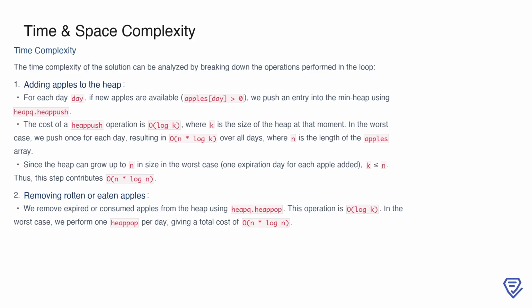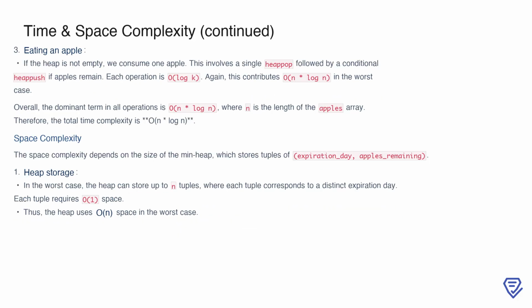Next, we also remove expired or consumed apples from the heap using heap.heapPop. Each heap pop operation is similarly O(log k), and in the worst case, we perform one such operation per day, leading to an additional O(n * log n) for this step as well. Eating an apple involves checking if the heap is not empty, removing the top element with heap pop, and possibly reinserting an updated entry if there are apples remaining. Each of these operations is also O(log k), and since this happens at most once per day, it contributes another O(n * log n) in the worst case.